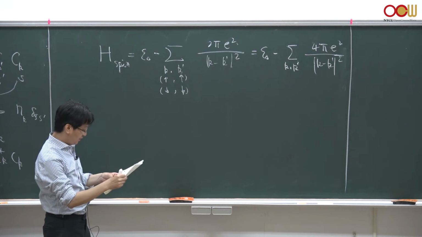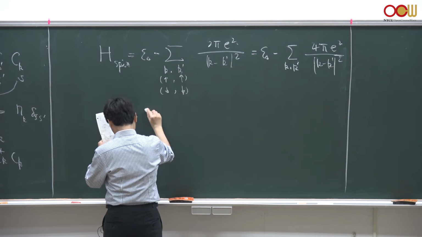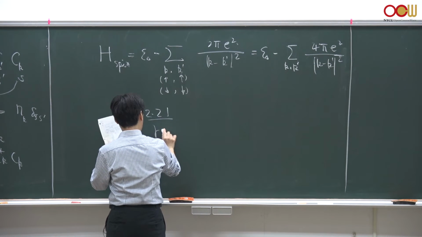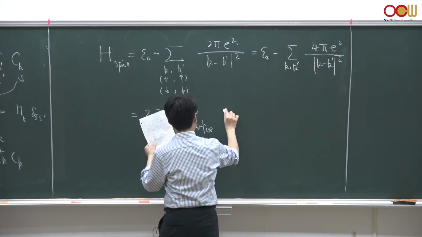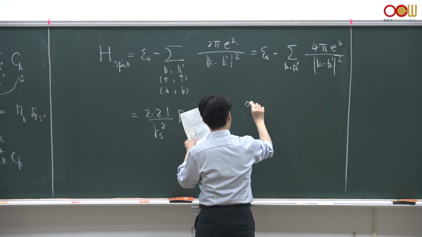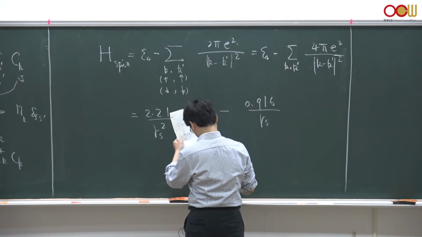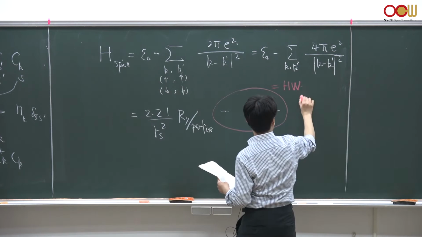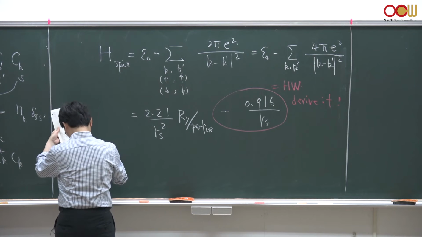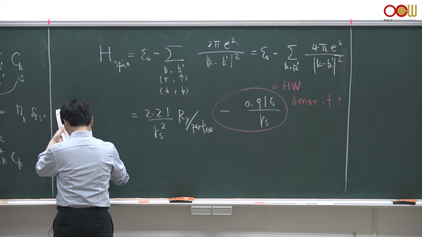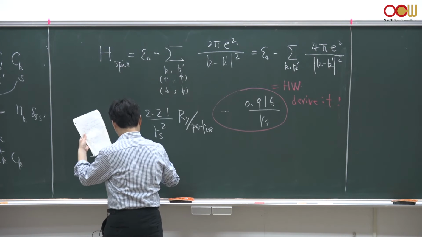All right, so here comes the homework. So we know this epsilon 0, the zeroth order, which is 2.21 divided by Rs squared, Rydberg constant per particle. What about this Hartree-Fock exchange energy, which is 0.916 divided by Rs? And derive it. So to derive this, it is not difficult, because this is already done in your textbook.